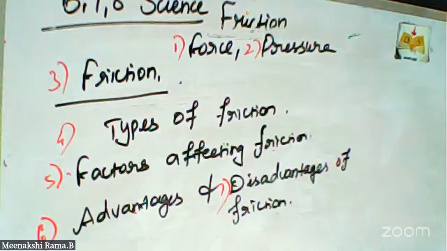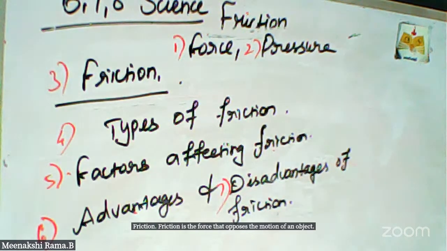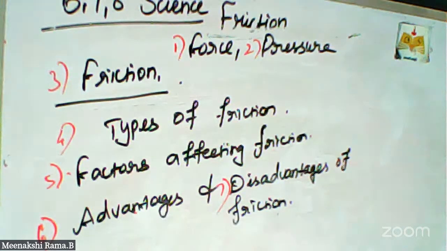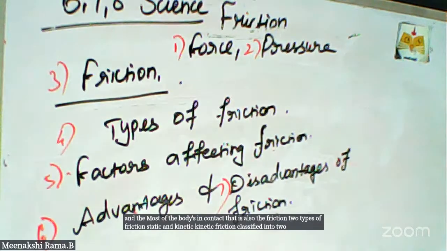Friction is the force that opposes the motion of an object. That is the main point. And friction depends on the nature of the surfaces and the mass of the bodies in contact. There are two types of friction, static and kinetic. Kinetic friction is classified into two, rolling and sliding.